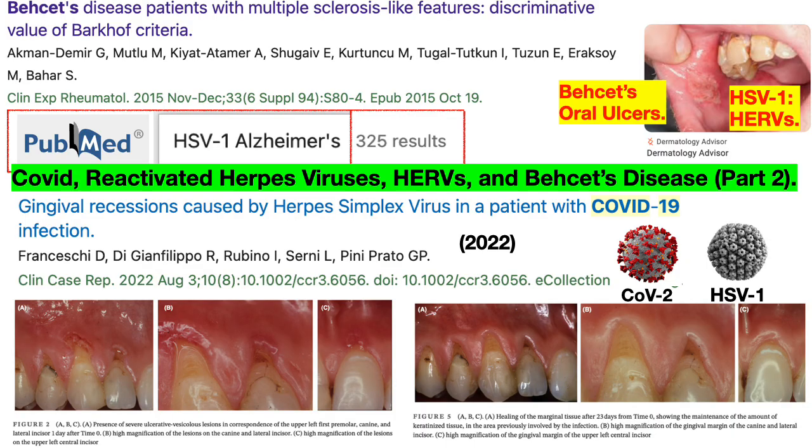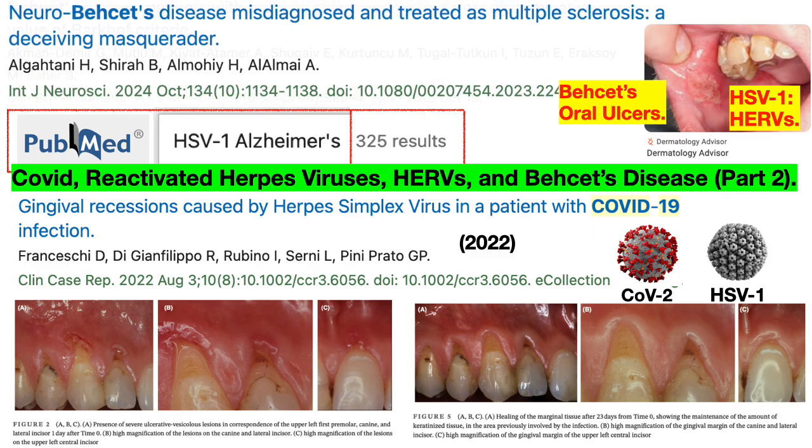There are over 14,000 papers on PubMed dealing with Behçet's disease, so it is a very useful set of information to compare with other neurodegenerative disorders and autoimmune disorders, and there are a few papers which have been published on what happens when Behçet's patients contract COVID. We will be discussing those as well. So the first paper I would like to mention: Behçet's disease patients with multiple sclerosis-like features, discrimination value of Barkhof criteria. Neuro-Behçet's disease misdiagnosed and treated as multiple sclerosis, a deceiving masquerader.